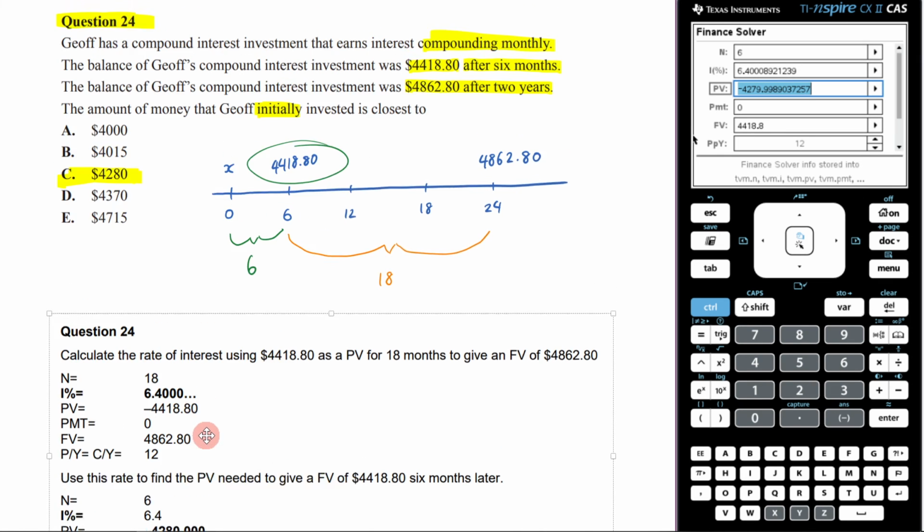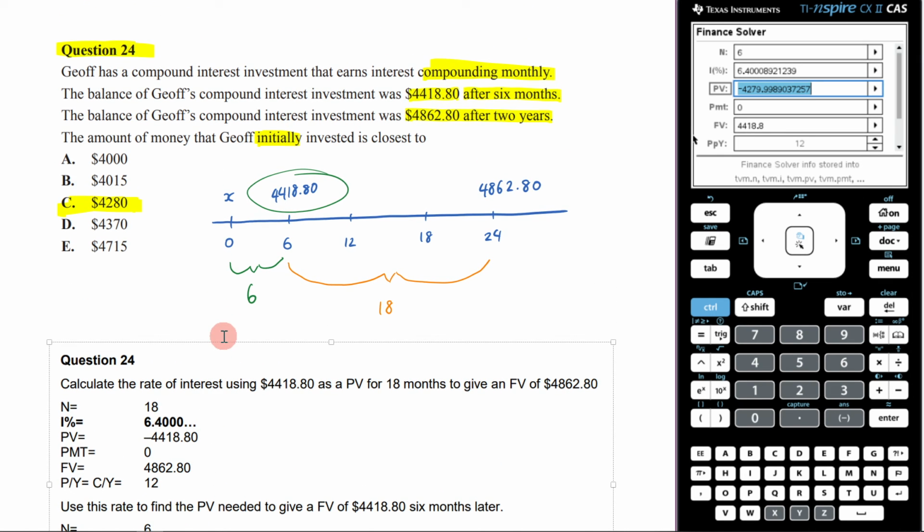Hopefully you found this helpful. This is the last question of the financial math section of the 2017 Northern Hemisphere Exam 1. So the last questions are always a bit tricky.